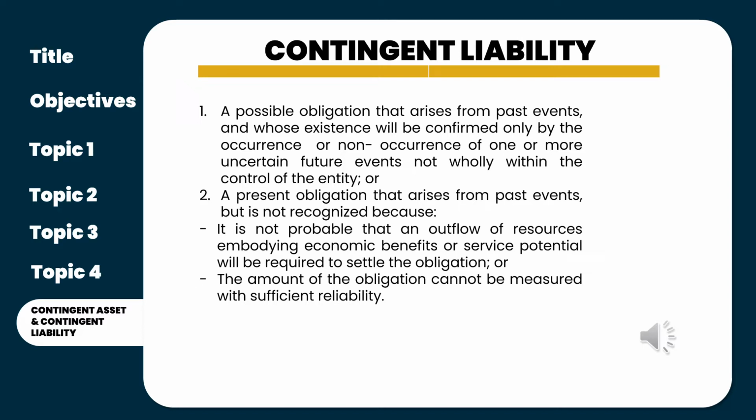Contingent liabilities are possible obligations whose existence will be confirmed by uncertain future events that are not wholly within the control of the entity. An example is litigation against the entity when it is uncertain whether the entity has committed an act of wrongdoing and when it is not probable that the settlement will be needed.